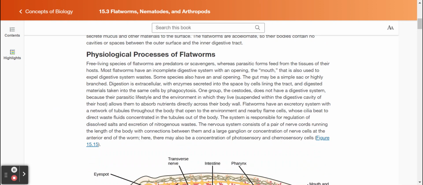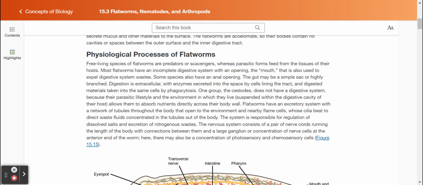Physiological processes of flatworms. Free-living species of flatworms are predators or scavengers, whereas parasitic forms feed from the tissues of their hosts. Most flatworms have an incomplete digestive system with an opening, the mouth, that is also used to expel digestive system wastes. Some species also have an anal opening. The gut may be a simple sac or highly branched. Digestion is extracellular, with enzymes secreted into the space by cells lining the tract, and digested materials taken into the same cells by phagocytosis.